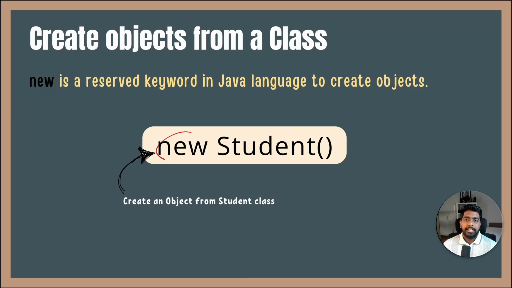Now, how do we create objects using class files? There is a special keyword in Java called new, in all simple letters.